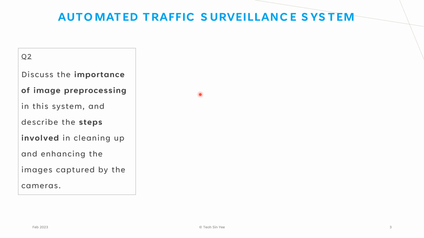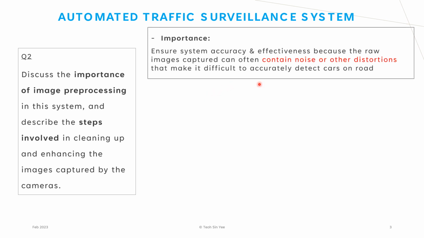For this system, we can't skip it, because the raw images that we captured on the road, with the cars moving here and there, often contain a lot of noise or distortions. Maybe the brightness is very low, and we can't even identify the cars from the raw images. So if we just input these raw images to the AI component, it probably can't really detect the cars. So we have to do some pre-processing to improve the image quality.